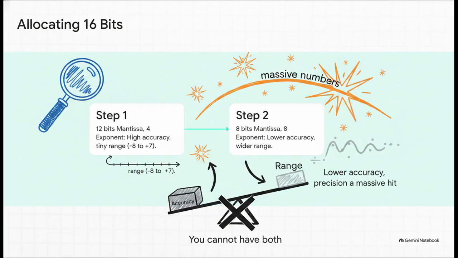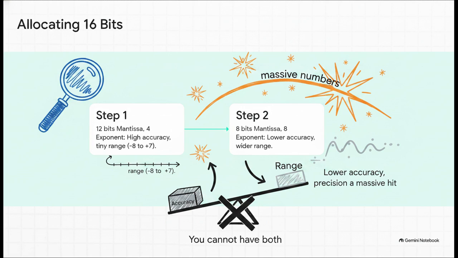Let's put this into perspective. Imagine we have exactly 16 total bits to allocate. In step 1, let's say we give a generous 12 bits to the mantissa, leaving only 4 bits for the exponent. Wow, our numbers will be highly accurate. But a 4-bit 2's complement exponent can only represent a tiny range of powers, specifically from -8 to +7. So the numbers we can store are incredibly precise, but we just can't store very big ones.